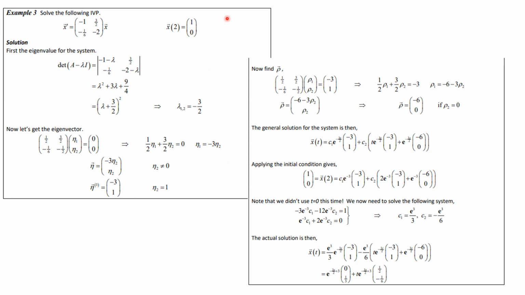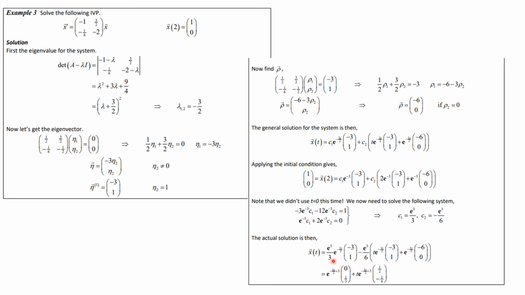And when we apply the initial conditions, which are up here, we're going to get two equations in two unknowns. Now notice that some of these coefficients have e's in them. That's still okay. So C1 is e cubed over 3, and C2 is minus e cubed over 6. So I put those in, and I will get this as a solution.